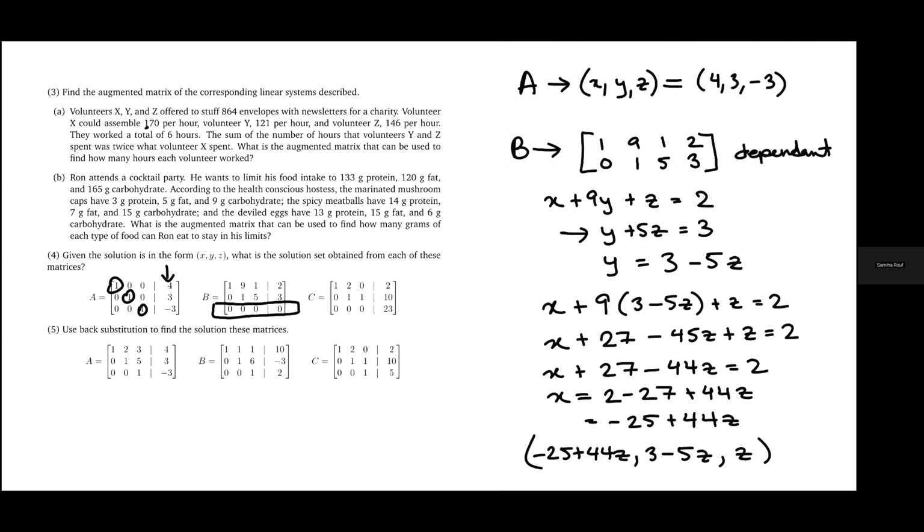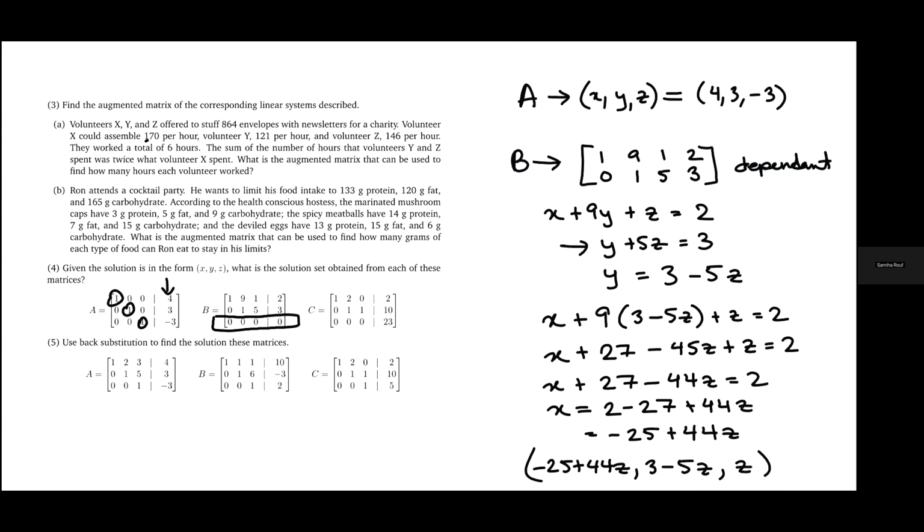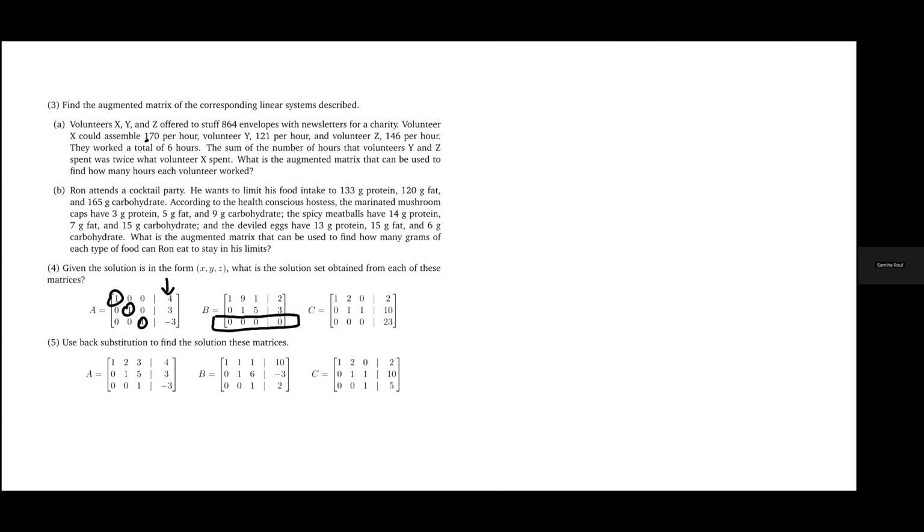Okay, and then finally, let's look at a third matrix. So the third matrix, we have C. If we just look at that last column, this is 0, 0, 0, and then a number here. Well, what that means is that we have a contradiction because this is essentially saying 0 equals a number. Well, that's a contradiction. Hence, C has no solution.